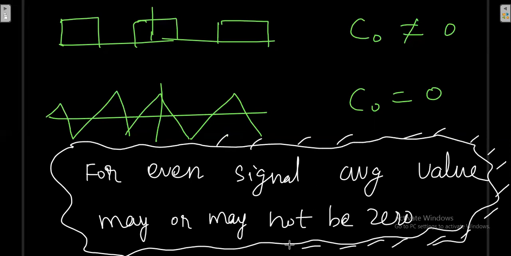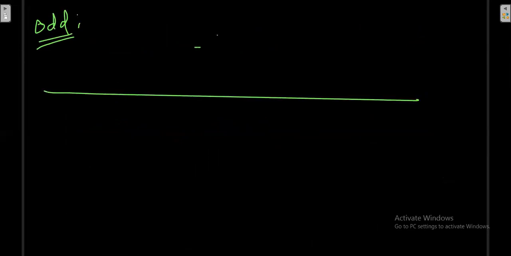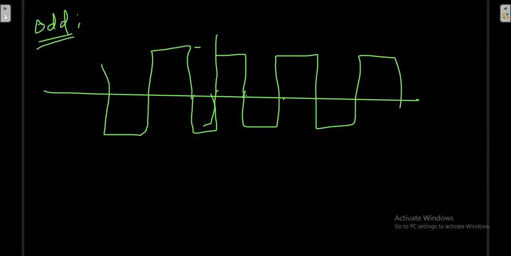But whereas if you are given an odd signal, something like this, let it be a square signal or triangular signal or whatever it may be, once you are given an odd signal, definitely C naught will be 0. The average value of an odd signal is always 0. Otherwise, you cannot satisfy the properties of the odd function. Definitely for all odd signals, the average value is 0.